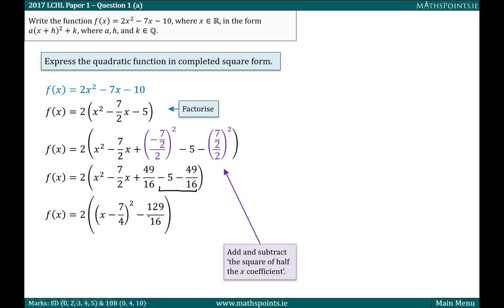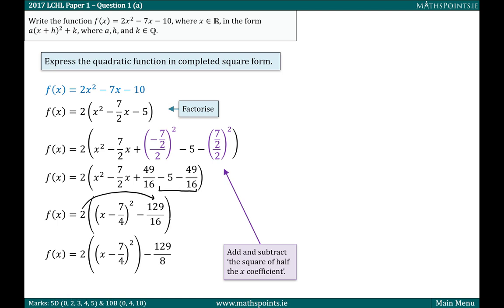And finally, the thing that we can sometimes forget, we have to make sure to be careful, is we need to multiply this 2 by the minus 129 over 16 to get it outside of the bracket and give it its proper completed square form. And so 2 times minus 129 over 16 is minus 129 over 8.